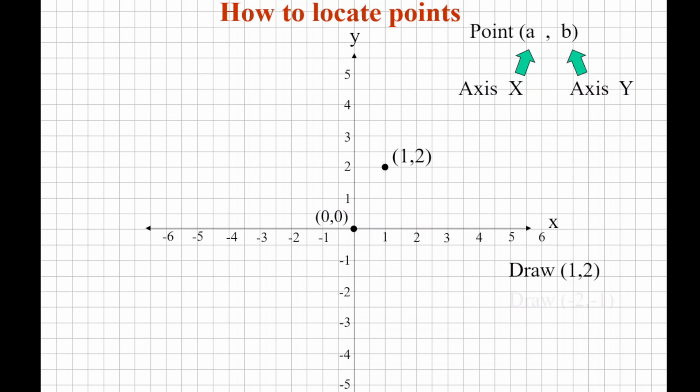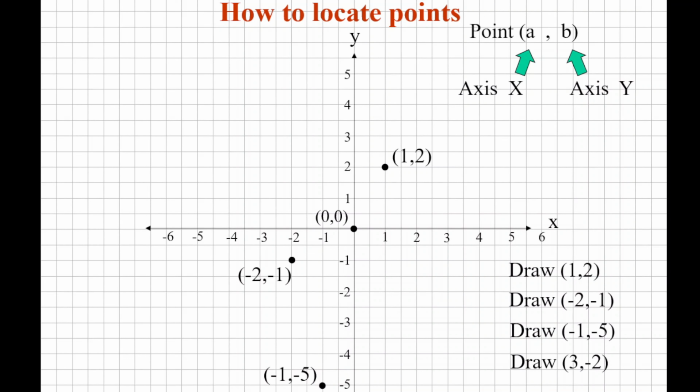To locate the point -2, -1, first find -2 on the x-axis, then find -1 on the y-axis. The point is located at their intersection. To locate the point -1, -5, first find -1 on the x-axis, then find -5 on the y-axis. Finally, to locate the point 3, -2, first find 3 on the x-axis, then find -2 on the y-axis.